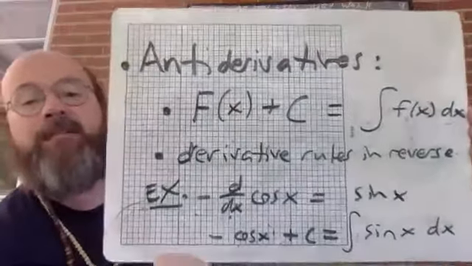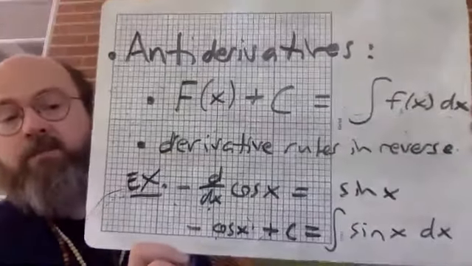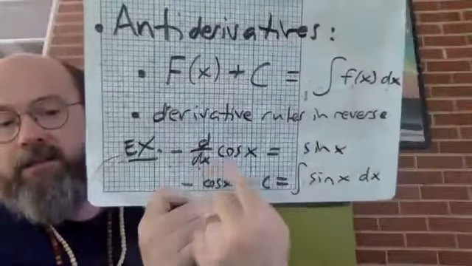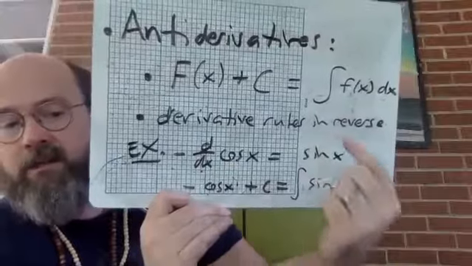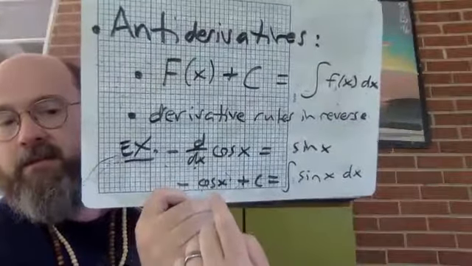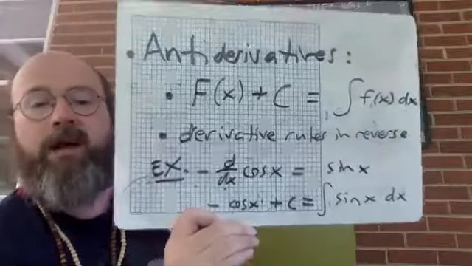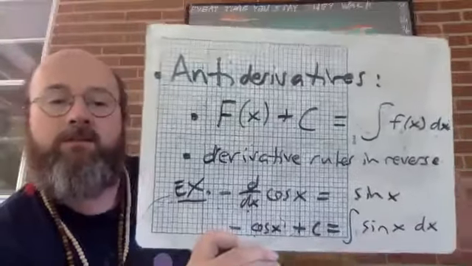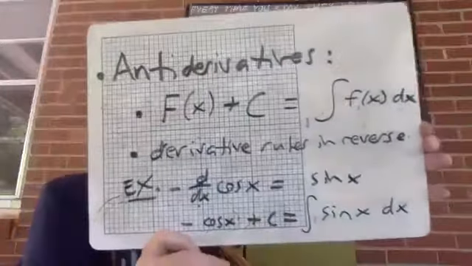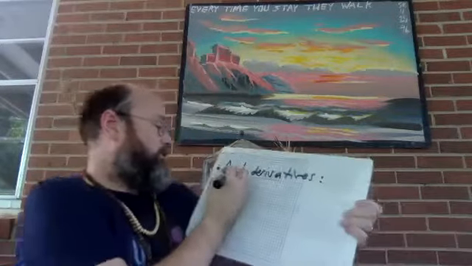I'm just showing you the idea of antiderivatives, that you move back and forth between them. Because this equals that, then in reverse, this equals that. Derivative rules just work backwards to give you all of your antiderivative rules. And of those, there's really only one that is kind of its own rule. And that's the power rule in reverse.